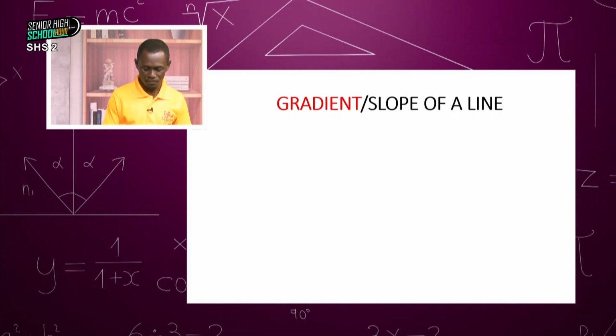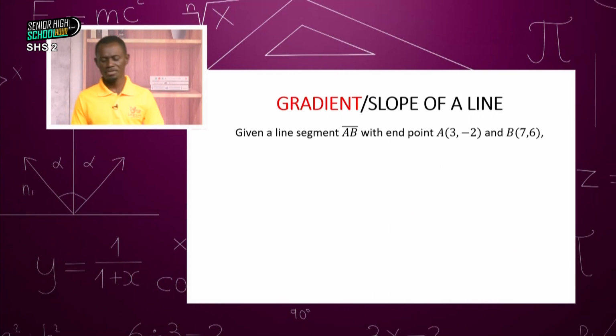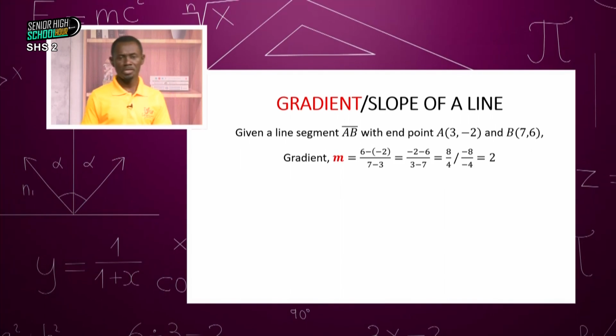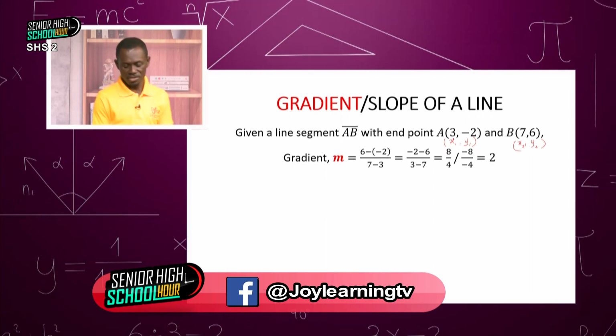So let's try an example. So we have those same points, 3, negative 2 for A, 7, 6 for B. Let's find the gradient. Here I'm choosing this as y2, x2, and I'm choosing this as x1, y subscript 1. So if I say y2 minus y1, it will be 6 minus negative 2 divided by x subscript 2, 7, minus x subscript 1, 3. If I switched it, it would have been negative 2 minus 6 and 3 minus 7. If I use the first case, 6 minus negative 2, I get 8. And 7 minus 3, I get 4.